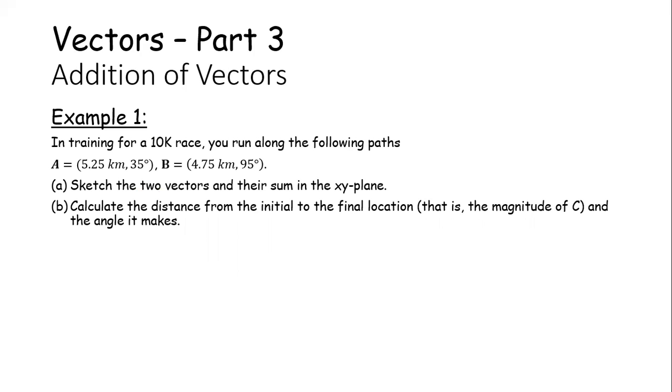We want, first of all, to sketch the two vectors and their sum in the xy plane. We then want to calculate the distance from the initial to the final location. That is, we want to calculate the magnitude of the resultant vector C and the angle it makes with the positive x-axis.